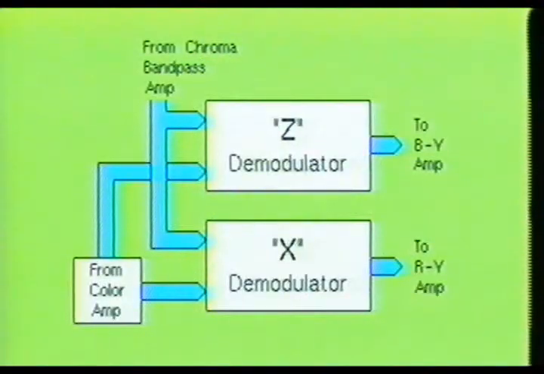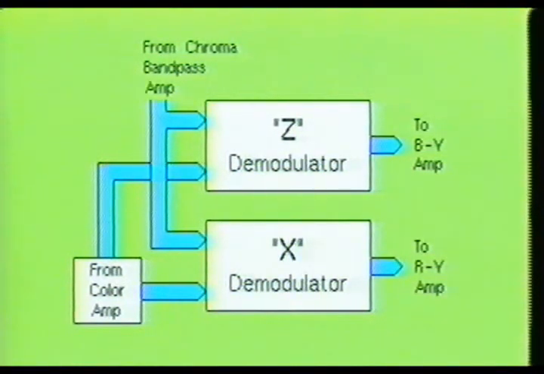There are several types of demodulator circuits being used in color television receivers. Here you see the two most common, the X demodulator and the Z demodulator. Both the X and Z demodulator stages are fed the same chrominance signal from the chroma bandpass amplifier stage. Both stages are also fed from the color oscillator stage.